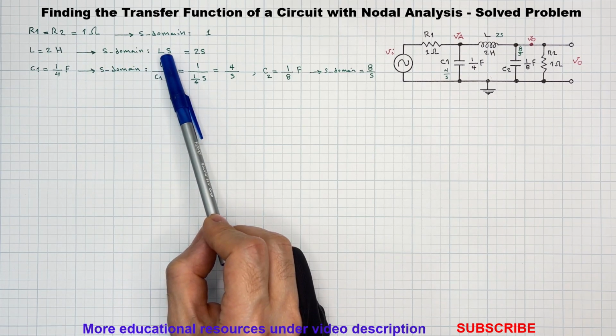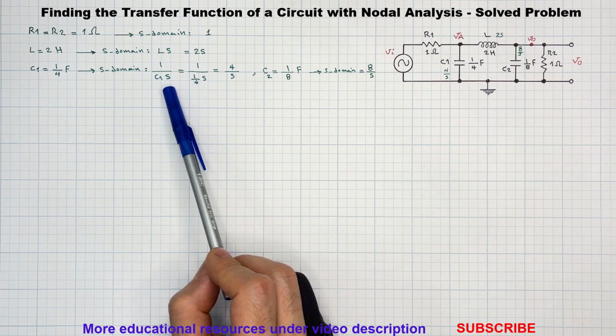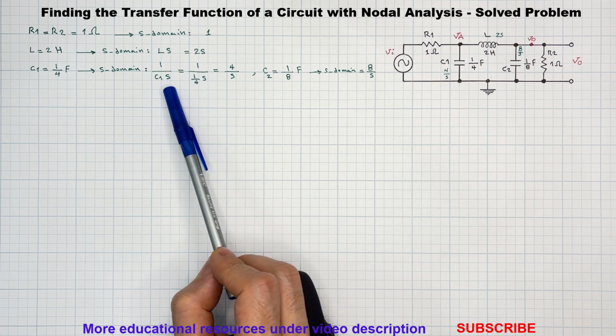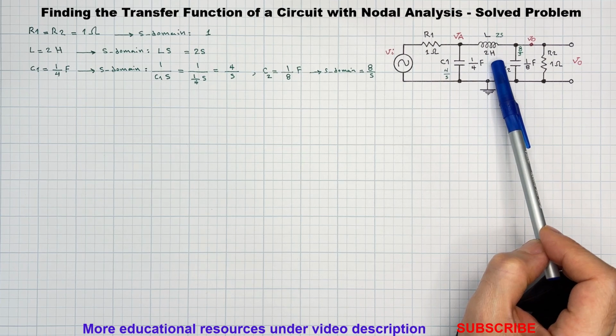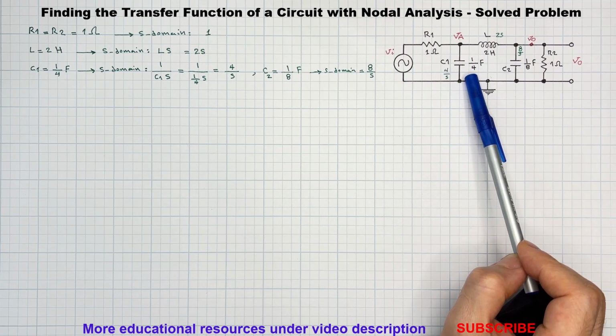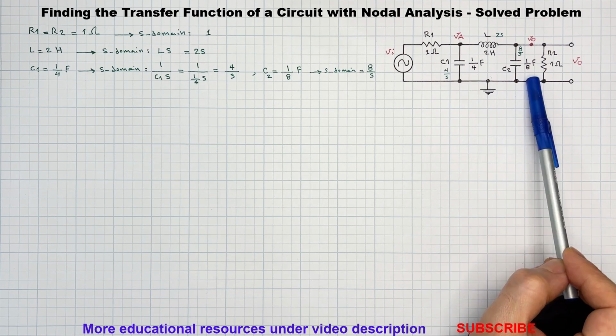Inductors become L times S, and capacitors become 1 over Cs. In our circuit, a 1 ohm resistor stays 1 ohm, the 2 Henry inductor becomes 2S, the 1 over 4 farad capacitor becomes 4 over S, and the 1 over 8 farad capacitor becomes 8 over S.